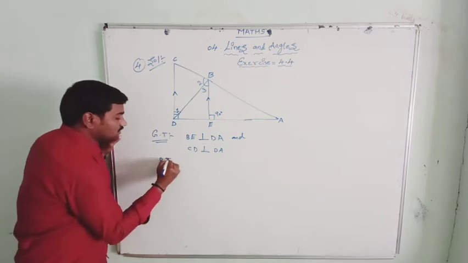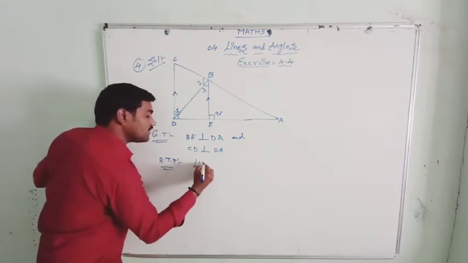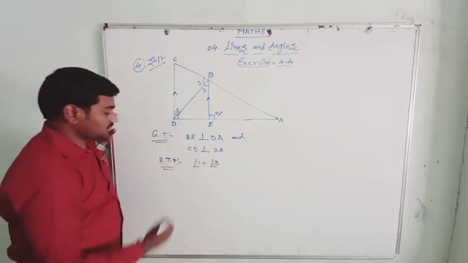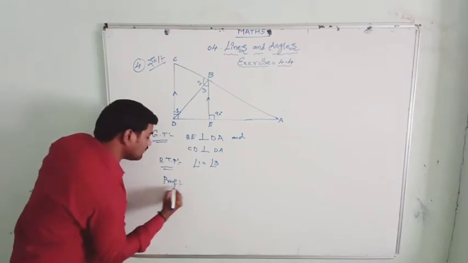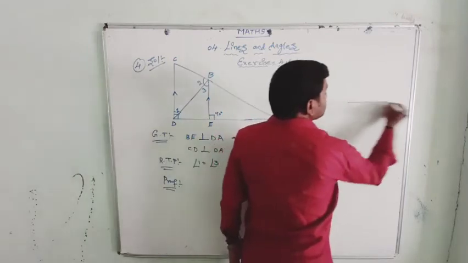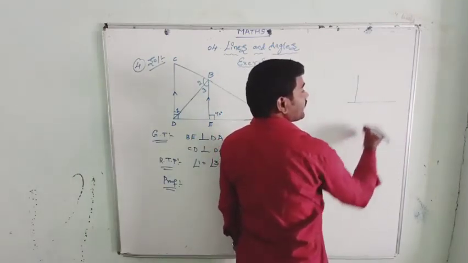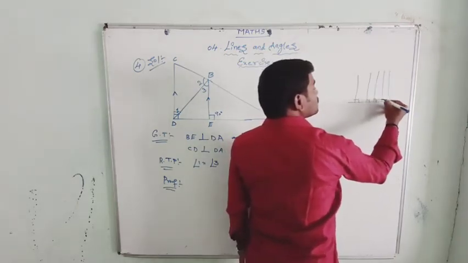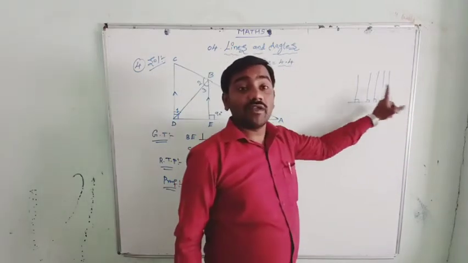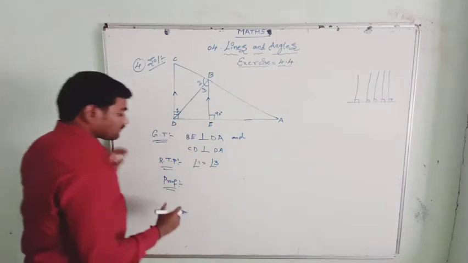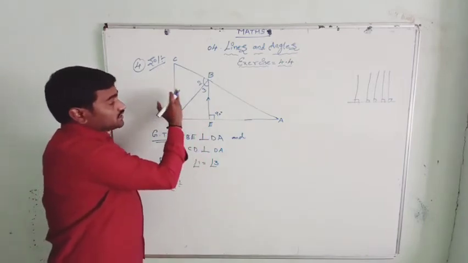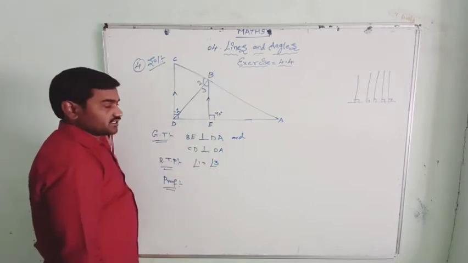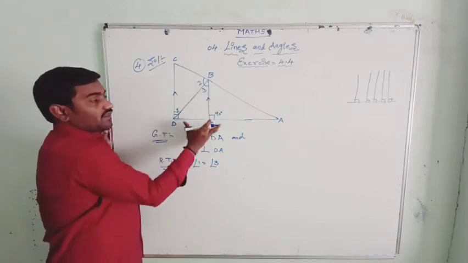So we need to find RTP, required to prove that angle 1 is equal to angle 3. Very simple concept to prove. See, as you go for one straight line, I have drawn one perpendicular line, then one more perpendicular line, and there can be many perpendicular lines. All these perpendicular lines will be parallel to each other. In the same way, here CD and BE are perpendicular to the line DA.